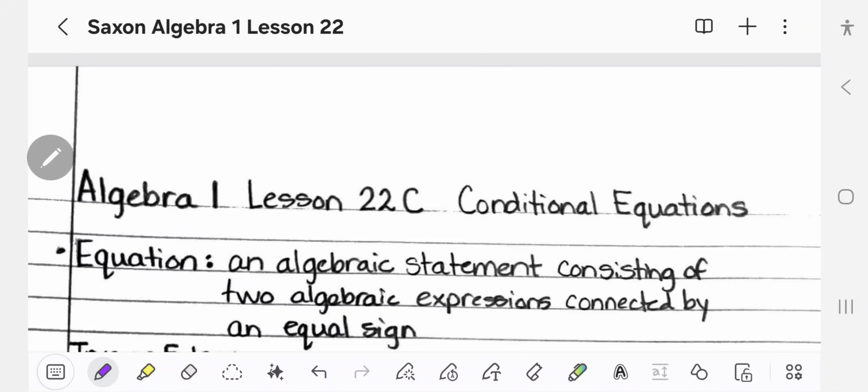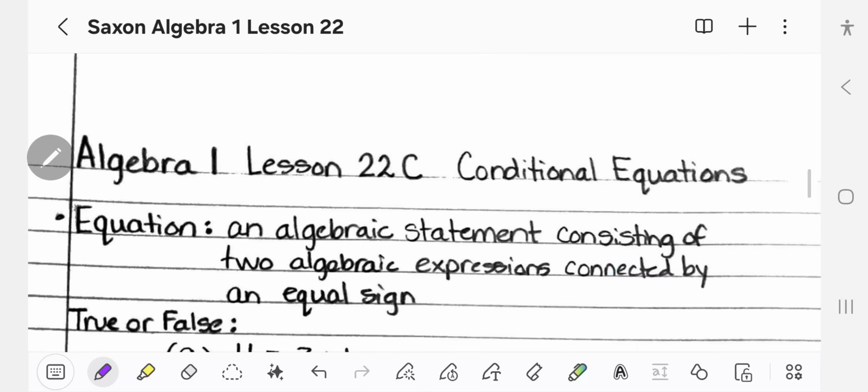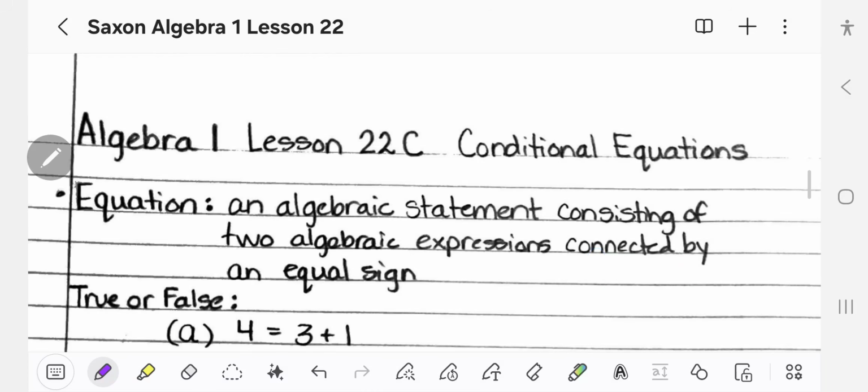This is Algebra 1, Lesson 22C, Conditional Equations. We know about equations from the previous video. We know it's going to have an equal sign. And here we have a little bit more of a definition: an algebraic statement consisting of two algebraic expressions connected by an equal sign. So let's look at some examples and decide if they are true or false.